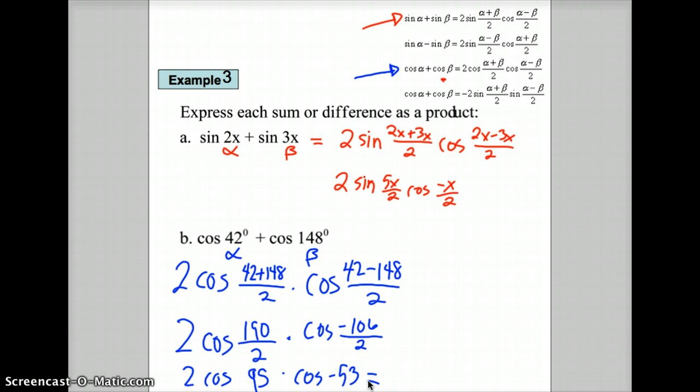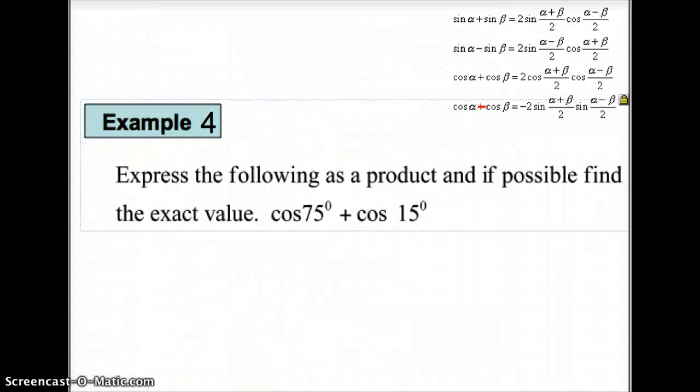Now I'm going to clean this up just a little, knowing that the cosine of a negative angle is the same as the cosine of its positive counterpart. That is an even-odd identity that is in the back of your book. So I'm going to change this to 2 cosine of 95, cosine of 53. That is equivalent. You can double check in your calculator to make sure you believe me, but it's an even-odd identity in the back of your book. Now I don't know the cosine of 95 or 53 or anything about those angles, so I'm done at that point because I can't find the exact value.